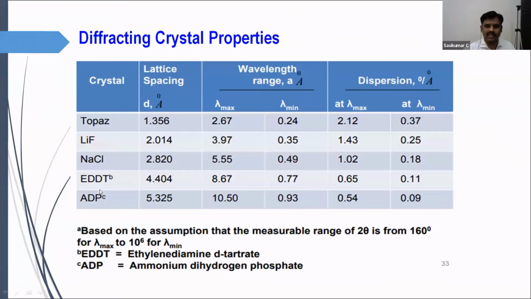And what is the crystal we are using over there? You can use topaz or LiF, sodium chloride, EDT, or ammonium dihydrogen phosphate. So these are the crystals available with us. Their lattice spacing is very important, because it determines what kind of wavelength you are looking for in your analysis, what kind of crystal you can use, and what the accuracy of your analysis is. All these things you can work out based on the material you are going to analyze.